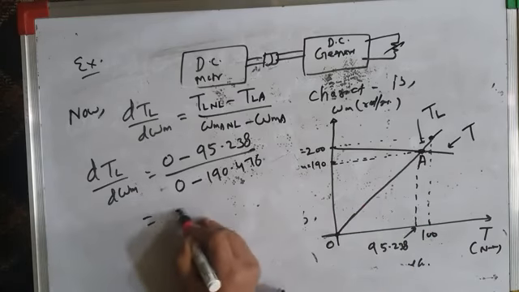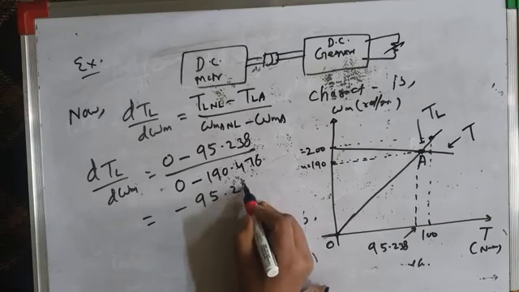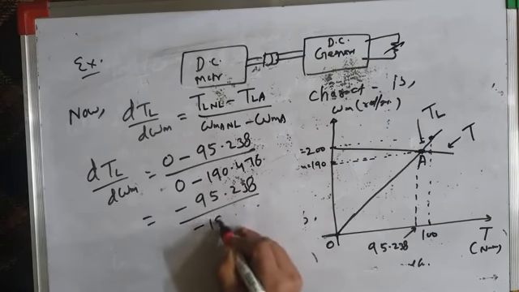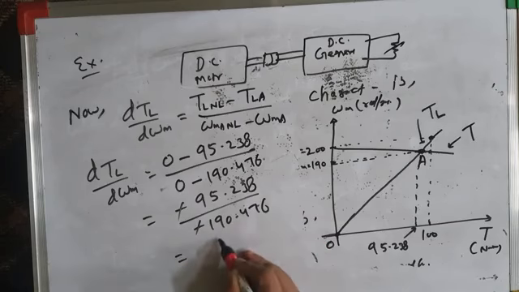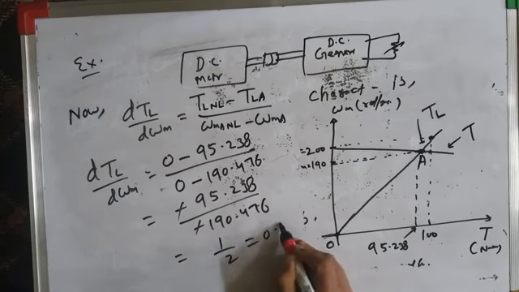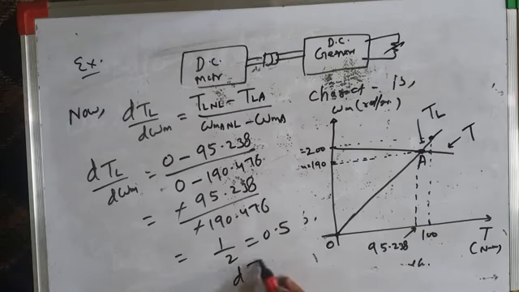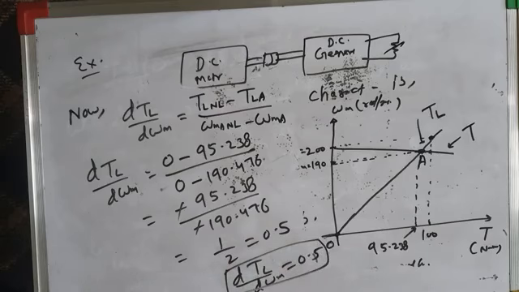190.476. So it is minus 95.238 divided by minus 190.476. Minus and minus goes. So it is 1 by 2, that is 0.5. So therefore dTL by d omega m is 0.5. Just note it down. It is plus 0.5.